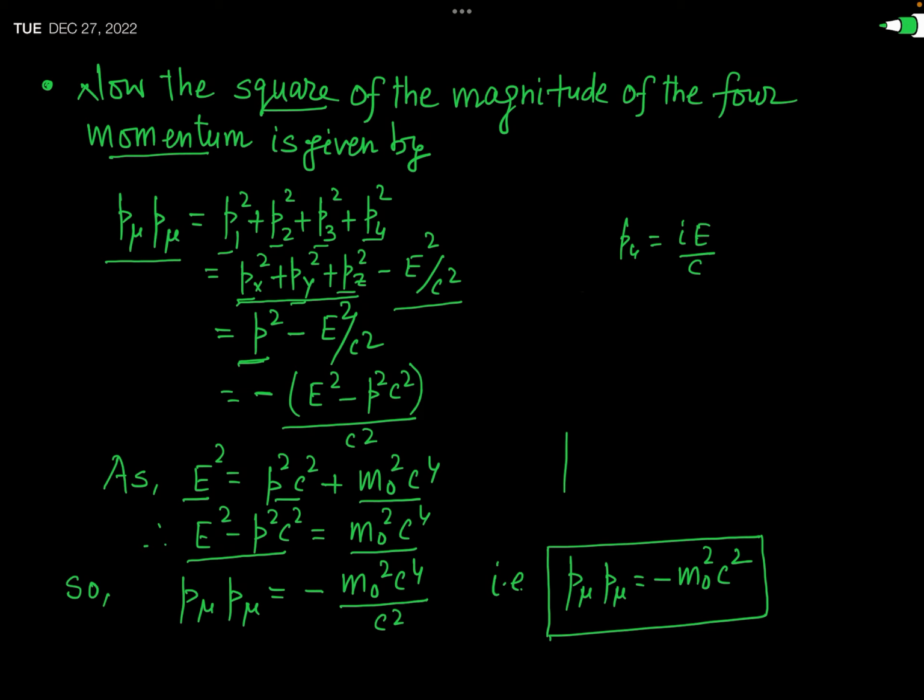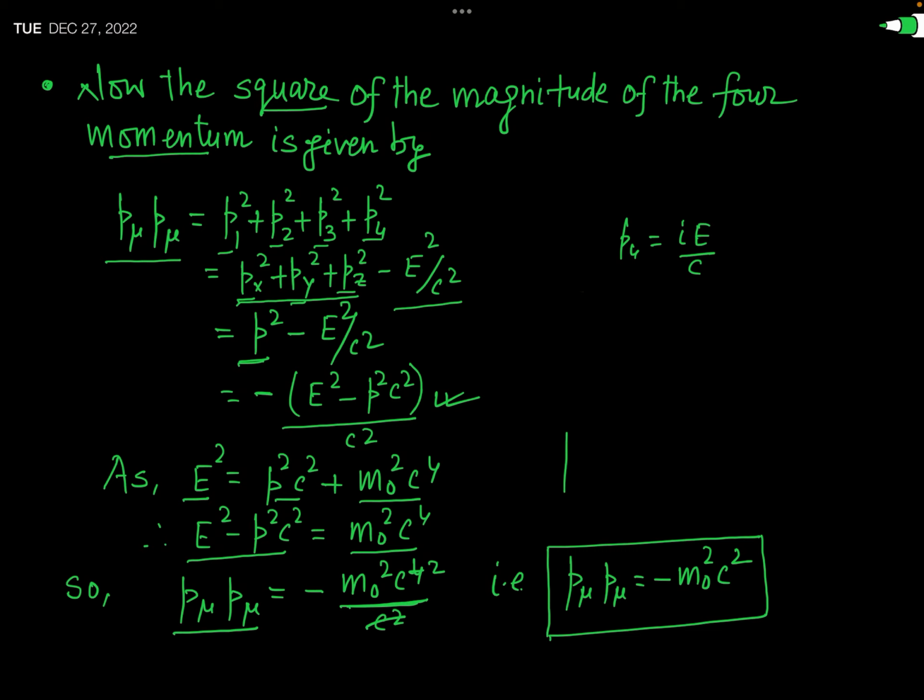So let us put this value of E square minus P square c square here, then our result will be P mu times P mu equal to minus m naught square c to the power 4 divided by c square. Now this c square will cancel and there will be power 2. So P mu times P mu is equal to minus m naught square c square.